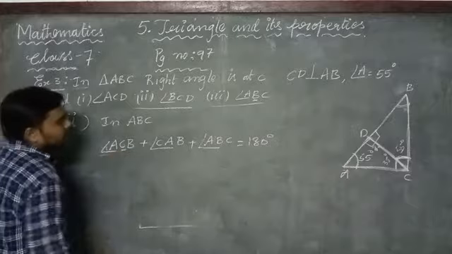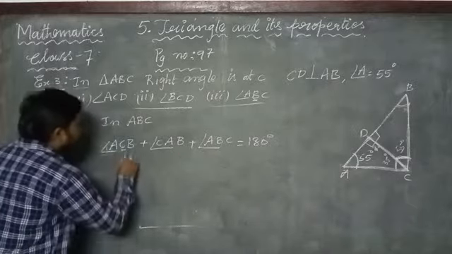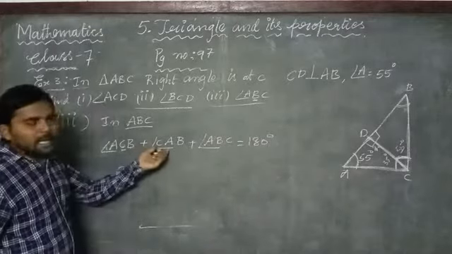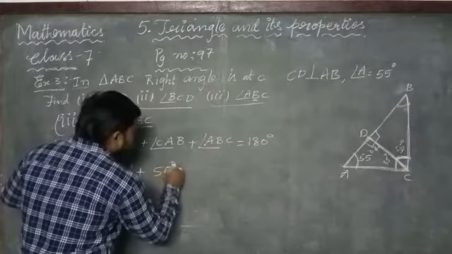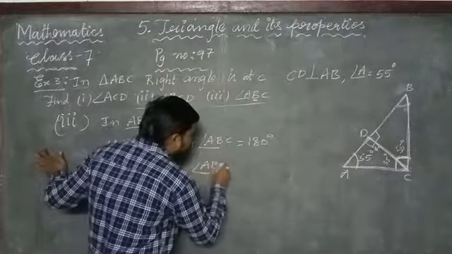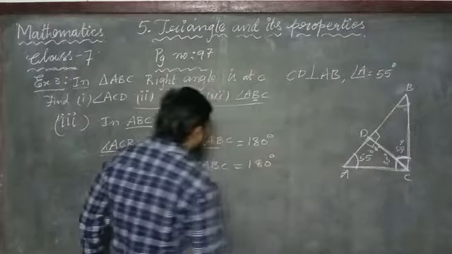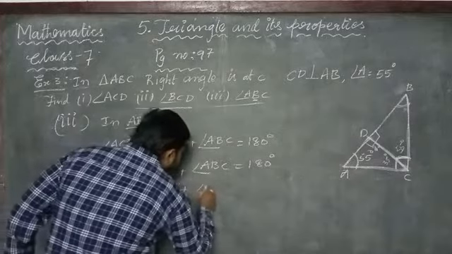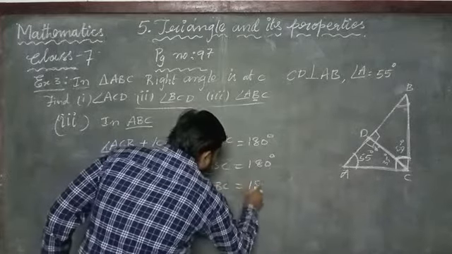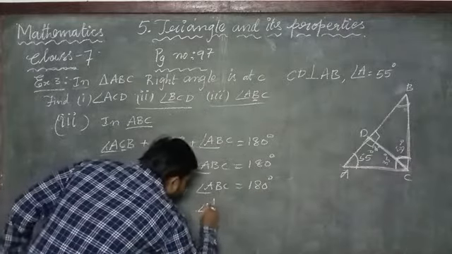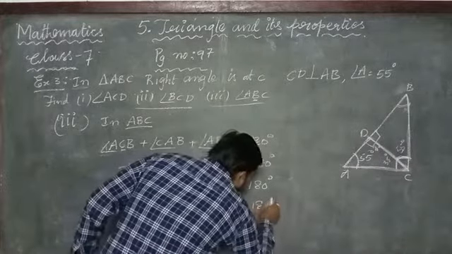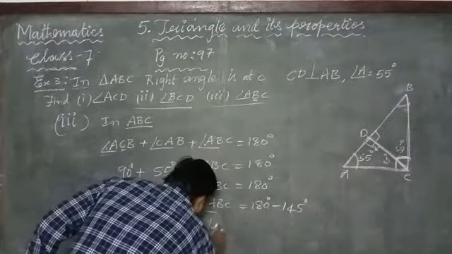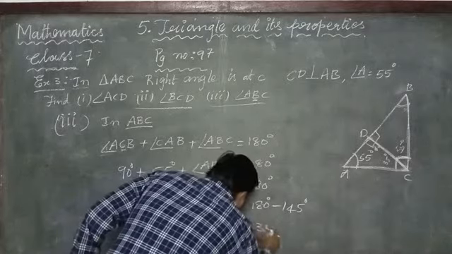Then the angle at C is 90 degrees in the triangle ABC. The angle at A is 55 degrees plus the angle ABC we have to find out equals 180 degrees. 90 plus 55 is 145, plus angle ABC equals 180 degrees. Then angle ABC equals 180 degrees minus 145. It means angle ABC equals 35 degrees.